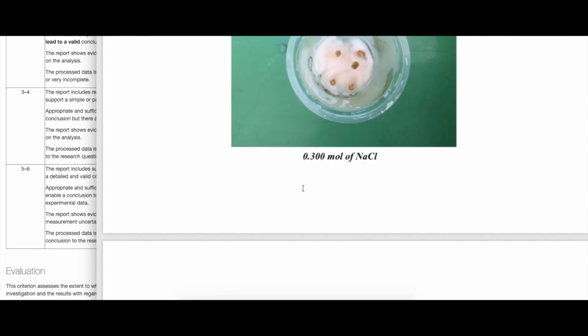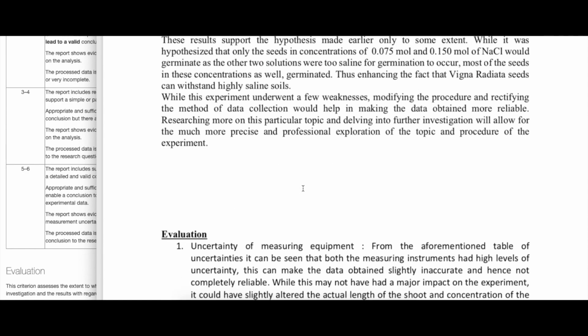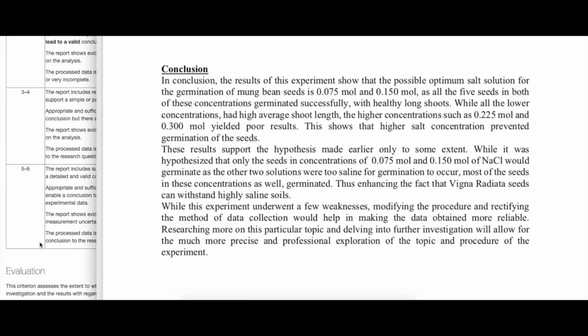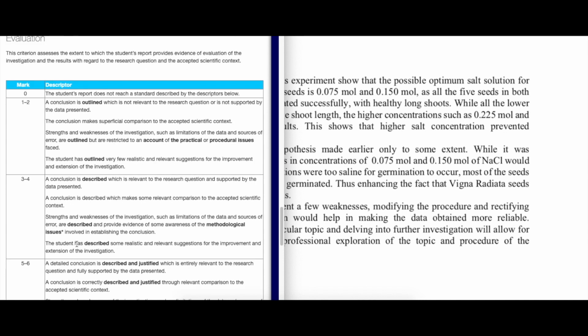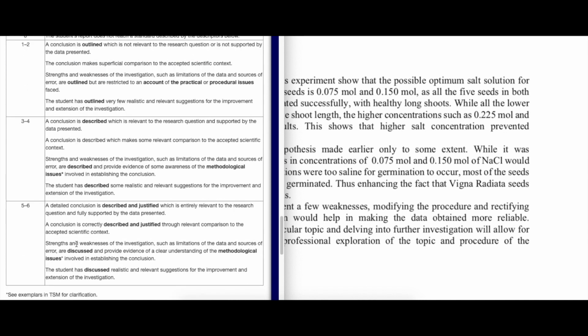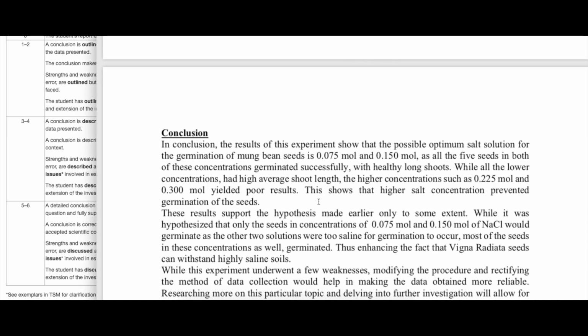All right. So moving down to the evaluation, the conclusion and the evaluation. This part of the report, we are looking for the top mark band again as the starting point. A detailed conclusion is given. It's described and it's justified. Strengths and weaknesses of the investigation are identified. Realistic and relevant suggestions for improvement and extension of the investigation. So these are all things that I'm going to look for here in this conclusion.